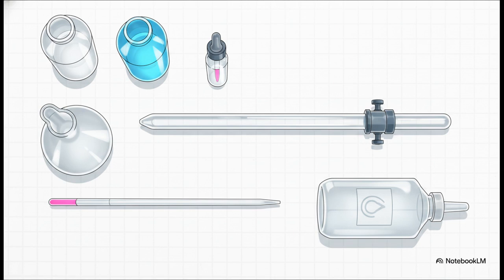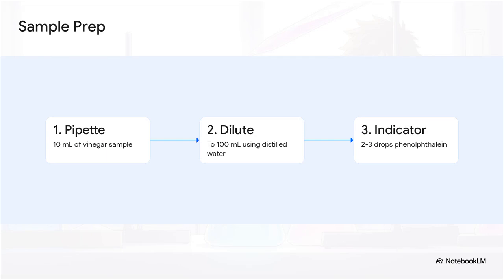We also need our phenolphthalein indicator, a 50 milliliter burette, a 250 milliliter Erlenmeyer flask, volumetric pipettes for precision, and some distilled water. Now for the sample prep. We can't just dump straight vinegar into a flask and test it. The natural 4 to 15% concentration is just way too strong. We'd waste massive amounts of our titrant base trying to neutralize it.